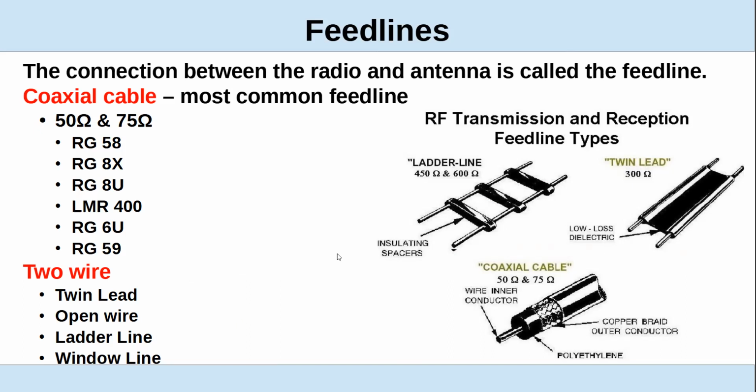You have open wire, where you got 2 wires separated by spacers similar to this ladder line. And I think that's normally 600 ohm. You have window line, which isn't shown, and that's I believe like 350 or 450 range. It's like a wider twin lead with holes cut in it called windows. Yeah, most of that I think is 450.